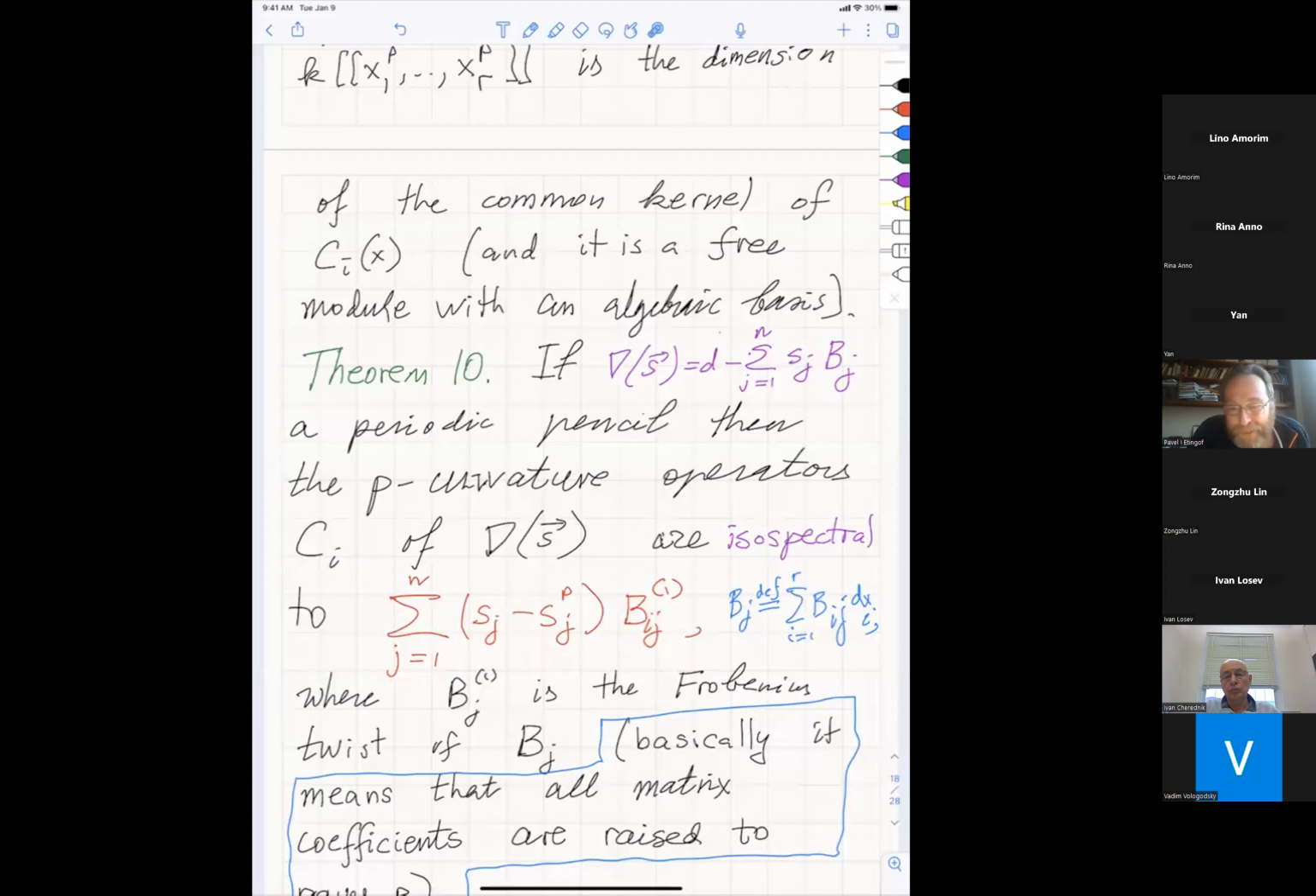Does it answer your question? Yes, to some extent. But yes. Yeah. Like if you had a one-dimensional connection, we would just have one operator C and one operator here, and being isospectral would mean that they have the same characteristic polynomial. Okay.